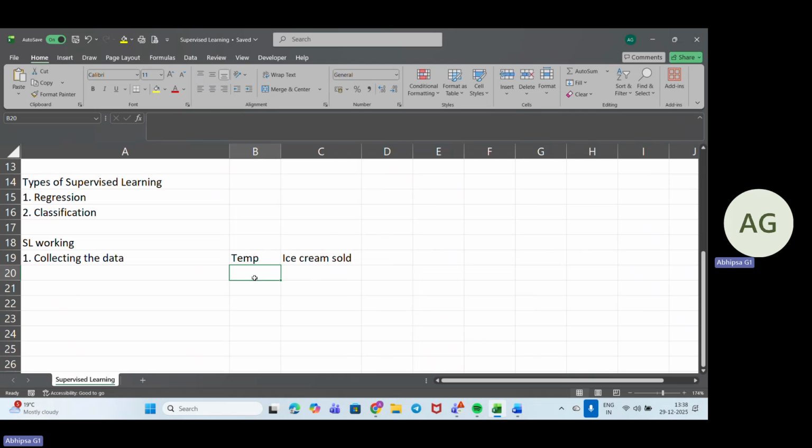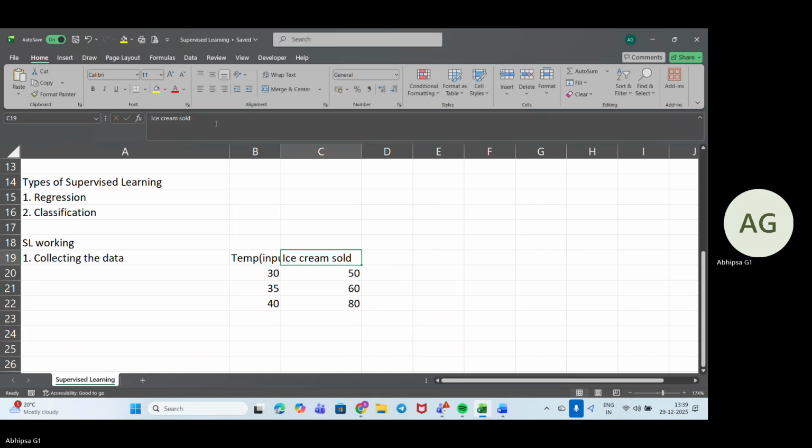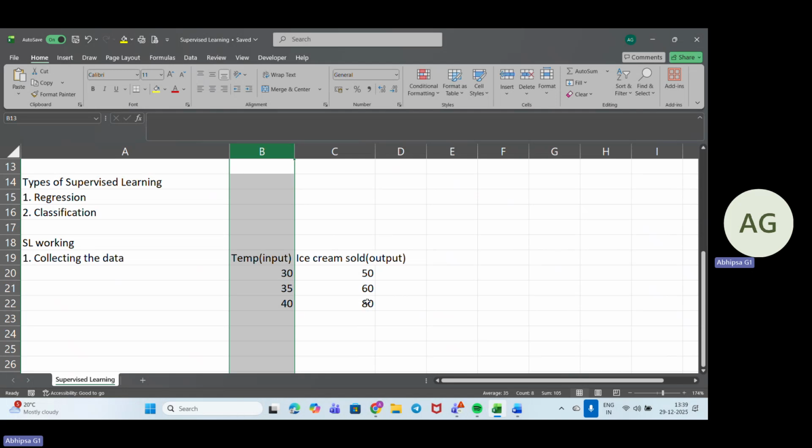If the temperature is suppose 30, the ice cream sold is around 50. If the temperature is 35, it is around 60. And if the temperature is 40, we get around 80. Okay, so this is how my data is. The temperature is the input, and the ice cream sold is the output. So this is my data that we need to collect, right?